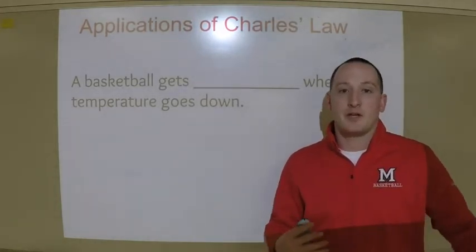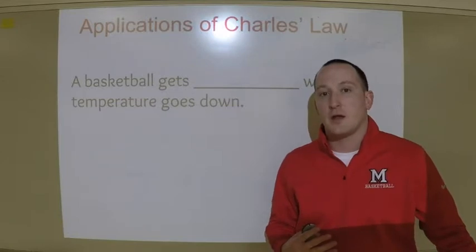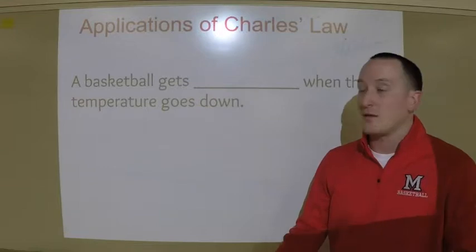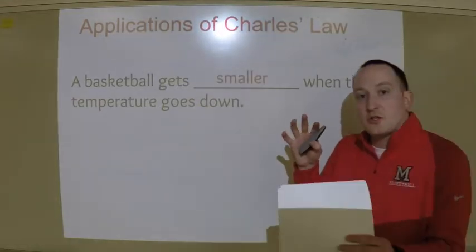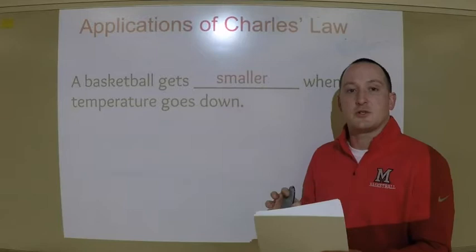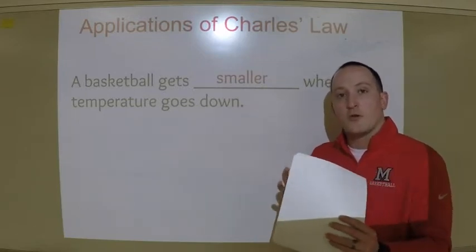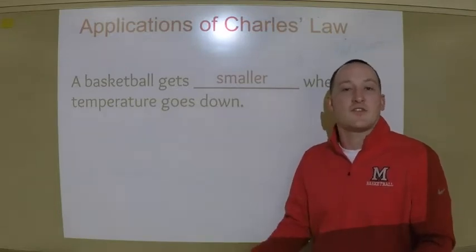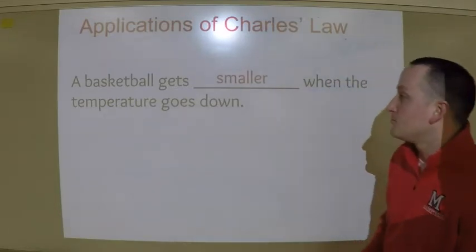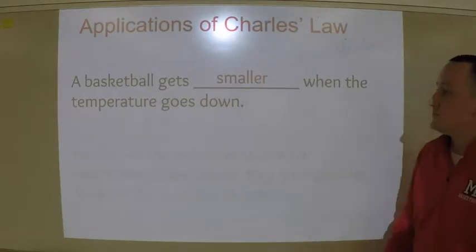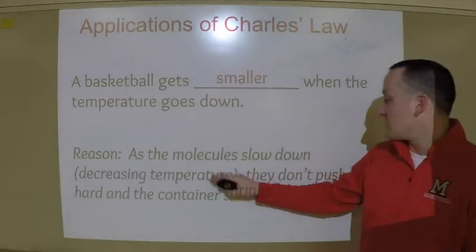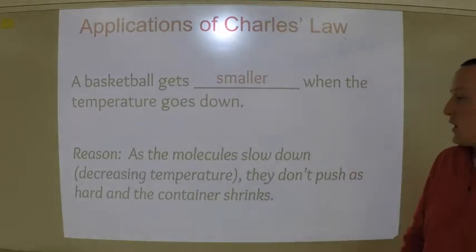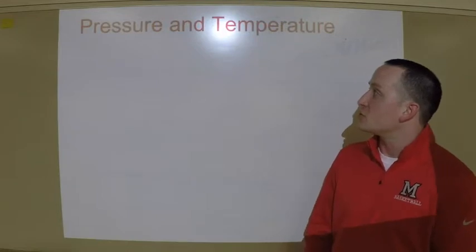Well, think about it. I don't know how many of you have ever tried to play basketball when it gets cold outside, but typically you grab the ball out of the garage, you go to dribble it, and it feels flat, right? And that's because basketballs are going to shrink as the temperature decreases. That's because the gas particles move slower, so they're going to get closer together, which means you're not going to have the same amount of pressure as you're trying to dribble. Again, the reason for this is as molecules slow down, decreasing temperature, they don't push as hard against the container, which causes it to shrink.